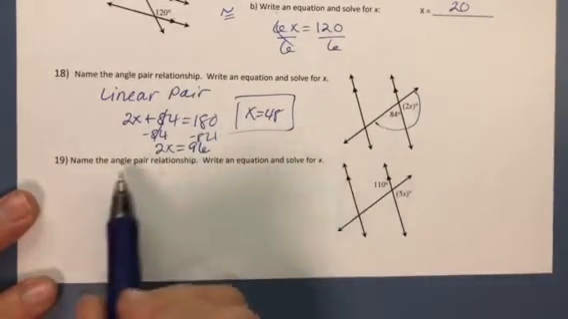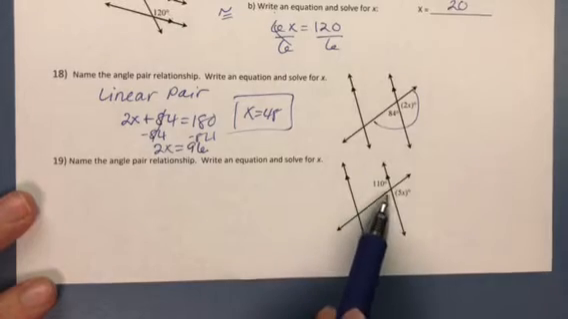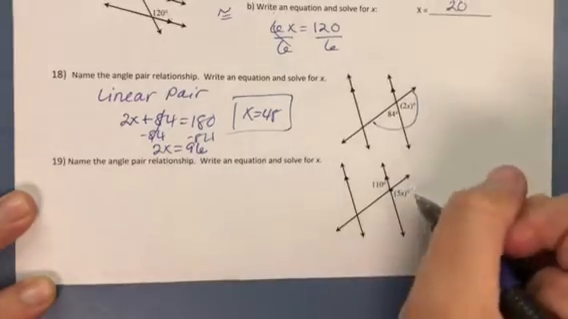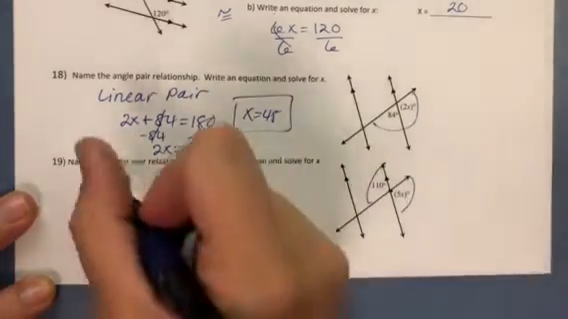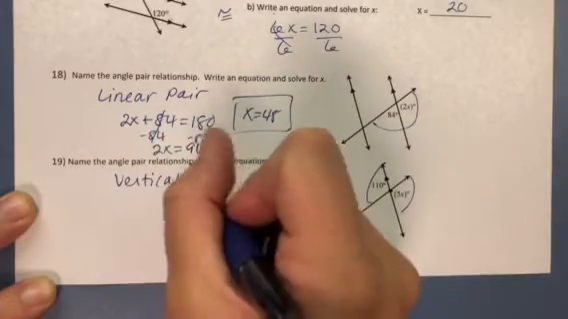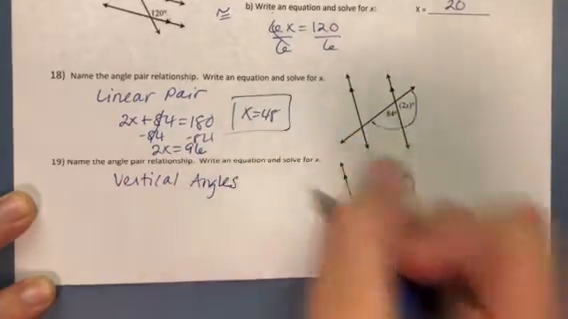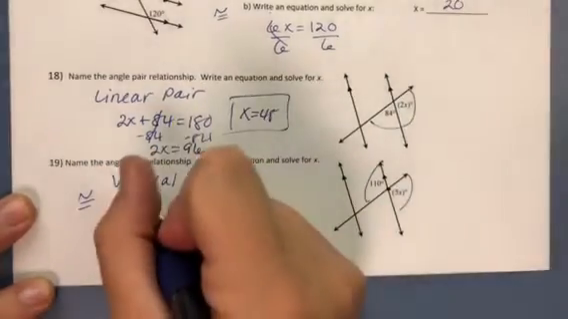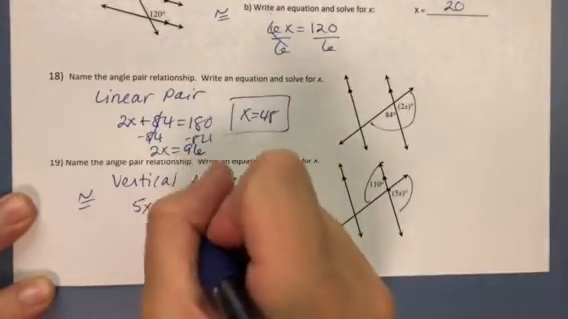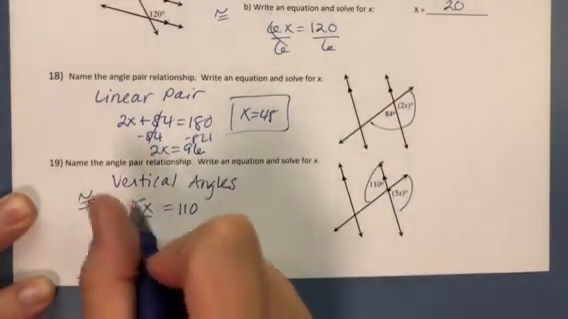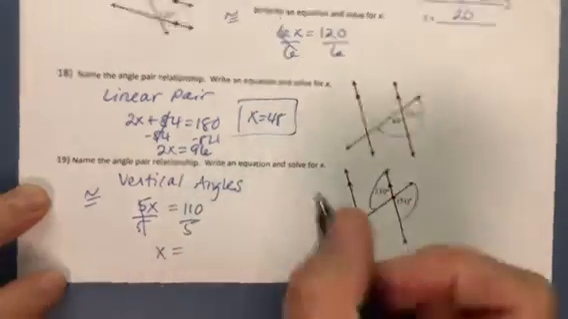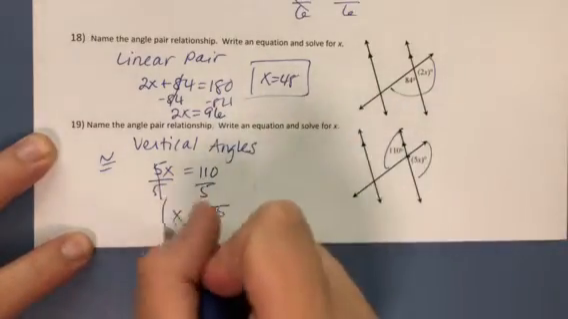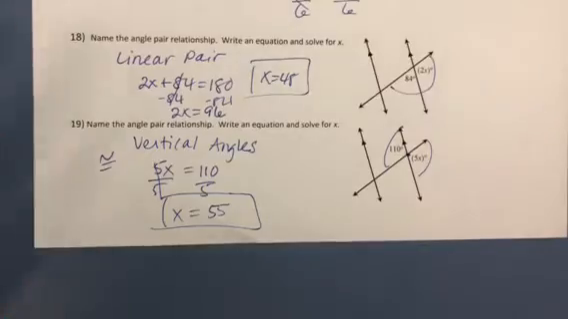All right, number 19, name that angle pair relationship. You better know by now that those are vertical angles. I bet you knew that already. They share a vertex. They're not next to each other. They're opposite one another. And we said vertical angles are always congruent. It matters not if those two lines are parallel. So that means that 5x is equal to 110 degrees. Divide each side by 5. Therefore, x must equal, what is that? 55. All right. That is all for page 3.